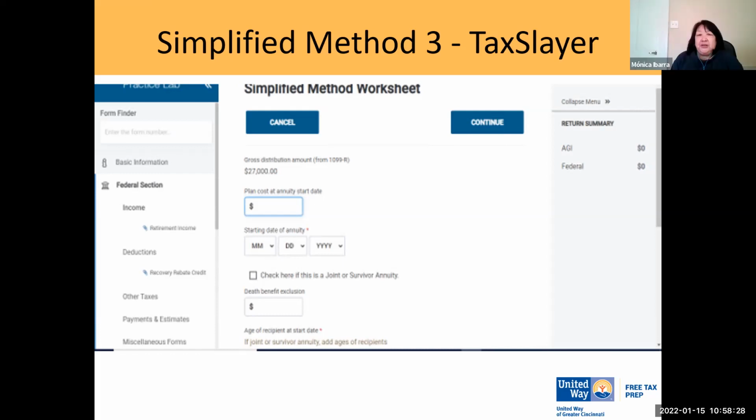If you're doing the simplified method worksheet, the person is getting monthly payments, but the amount that we saw was for the year, right? The gross distribution. Or am I misunderstanding something? There was an example of a gross distribution. On a 1099-R, box 1 is what the person got the whole year. But you assume that they're getting monthly payments. Okay, thank you very much. Now I understand.